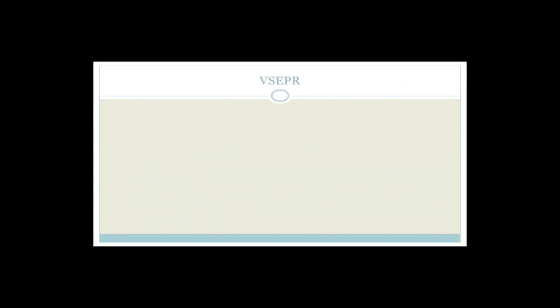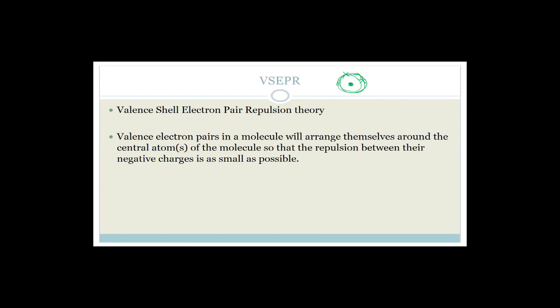Right, so let's talk about VSEPR, V-S-E-P-R, which stands for valence shell electron pair repulsion theory. Valence is your outer shell, so valence shell. So we're saying in the valence shell, the outermost shell around your core, your nucleus, there are electrons that should be working together, but in fact are repelling each other. And that is the valence shell electron pair repulsion. So what the theory states is that valence electron pairs in a molecule arrange themselves around a central atom or atoms of the molecule so that the repulsion between the negative charges is as small as possible.